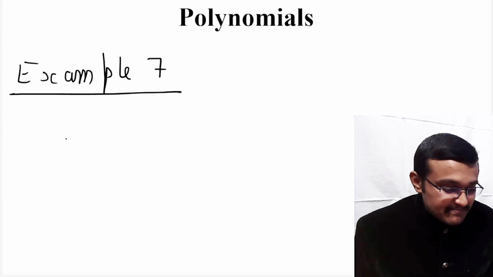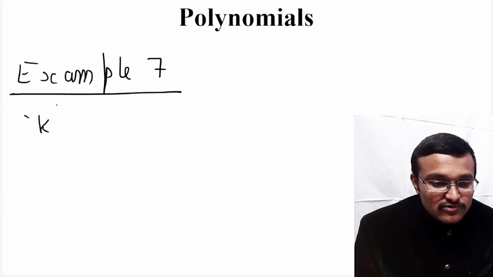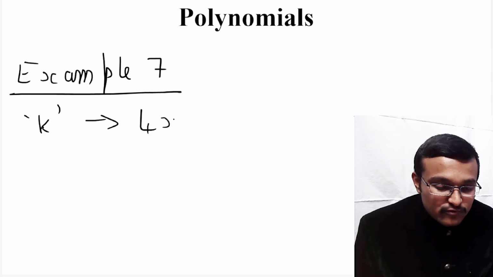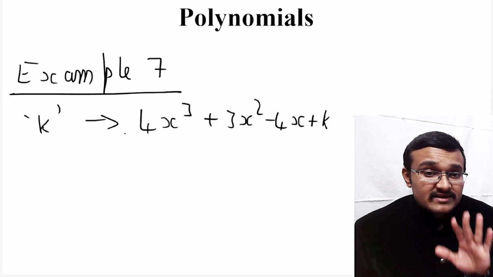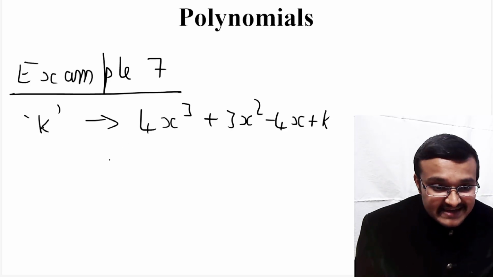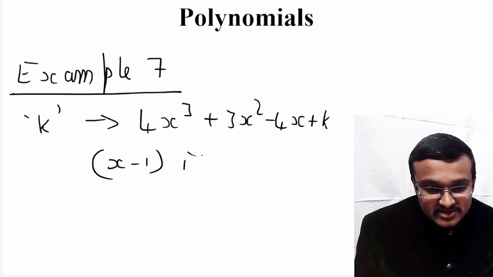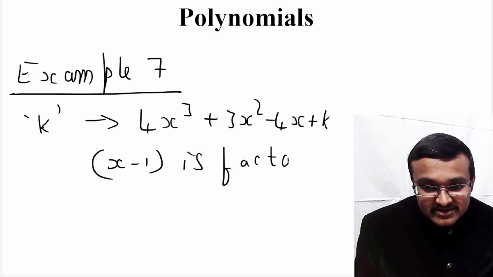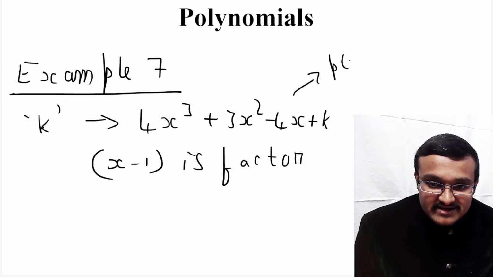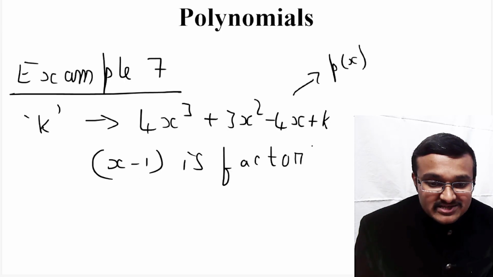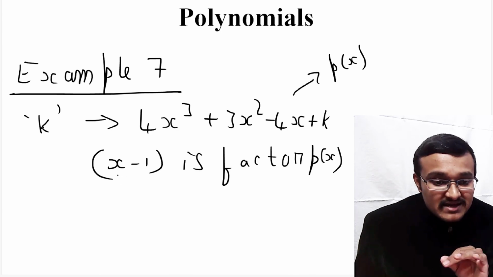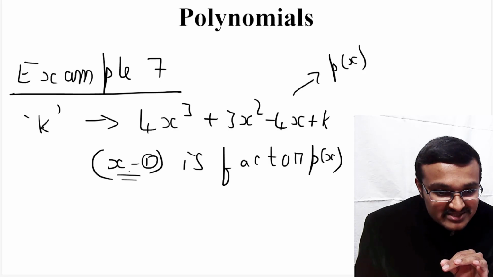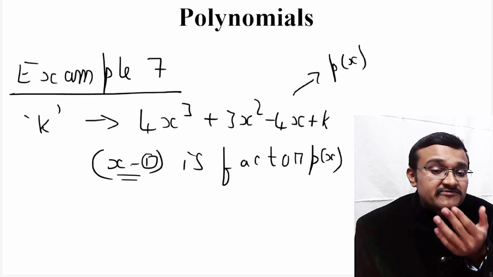Now let us try to understand example 7. Here you have to find out the value of k in the polynomial 4x cube plus 3x square minus 4x plus k. And one hint they have given here, that is x minus 1 is the factor of this particular polynomial. So this we will consider as p of x. Here x minus 1 is the factor of this polynomial p of x. So x minus 1 is nothing but x minus a, so in the place of a you have 1.